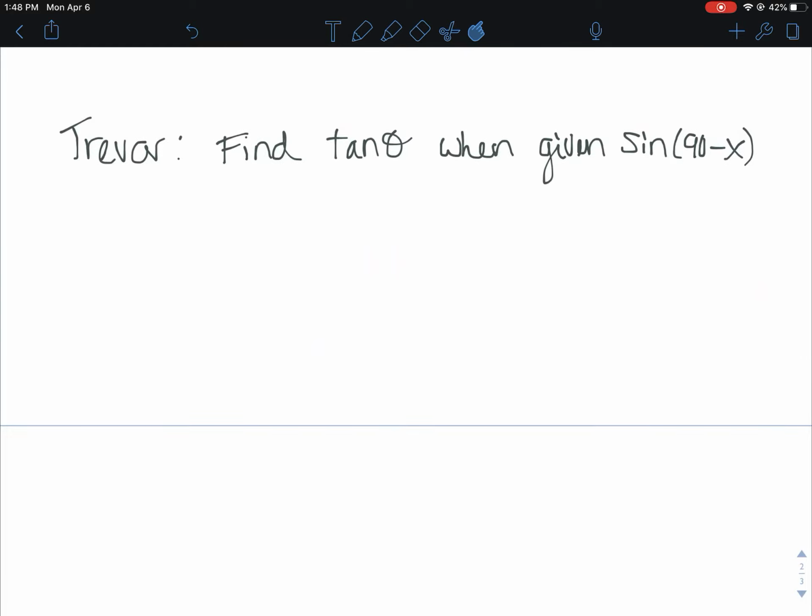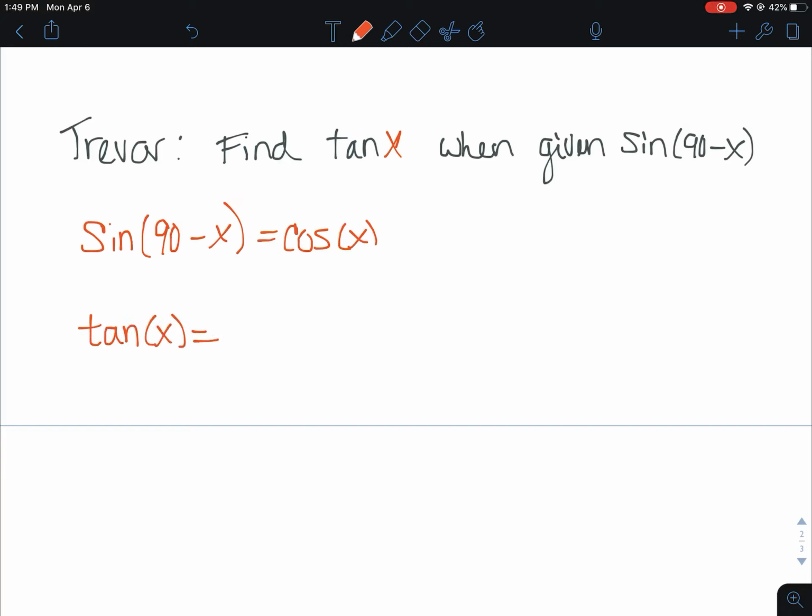And one other question from Trevor. How do I find tangent when I'm given sine of 90 minus x? Actually, I should make these the same, sorry. So remember, if you see something like 90 minus x where the angle is, the cofunctions are equivalent. So the sine of 90 minus x would be equal to the cosine of x. And we know that the tangent of x would be equal to the cotangent of 90 minus x.